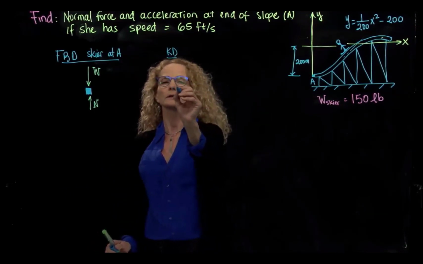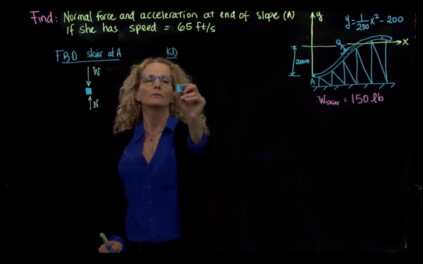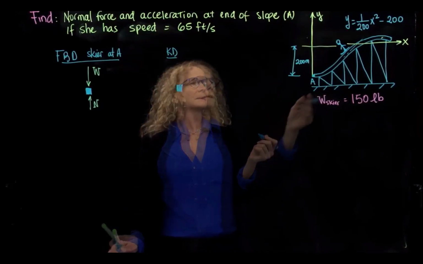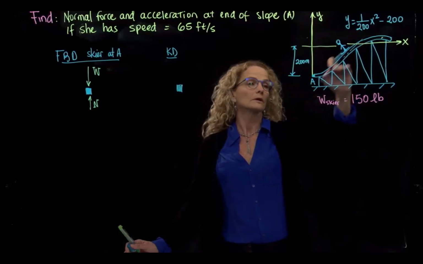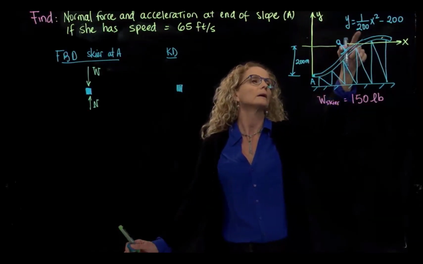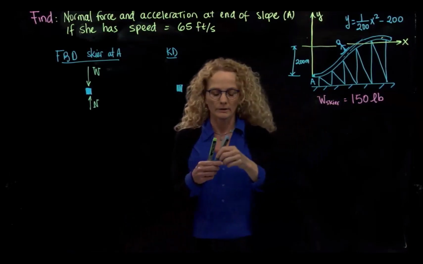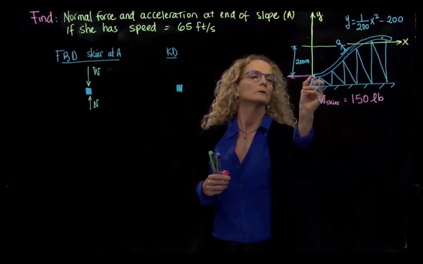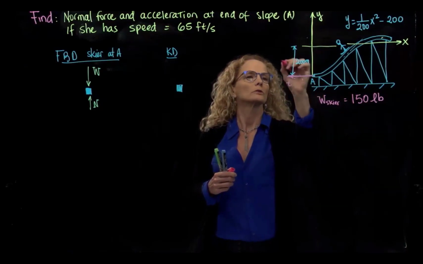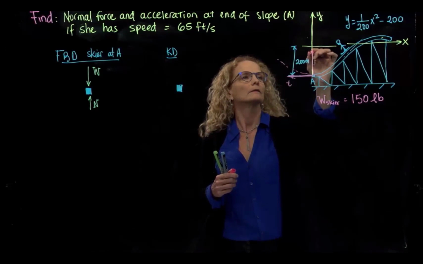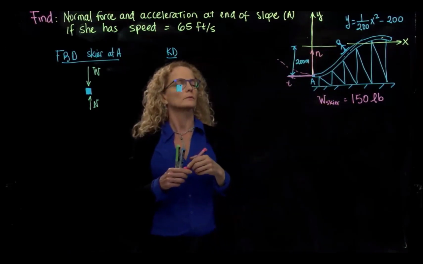To do our kinetic diagram, we have to decide which kind of coordinates to use. Since it's a curvilinear motion and we are not given r, we are not going to use r and theta. We are going to use tangent and normal coordinates. So here is my tangent direction. The curve goes like that, the velocity is tangent, and this is the normal direction.